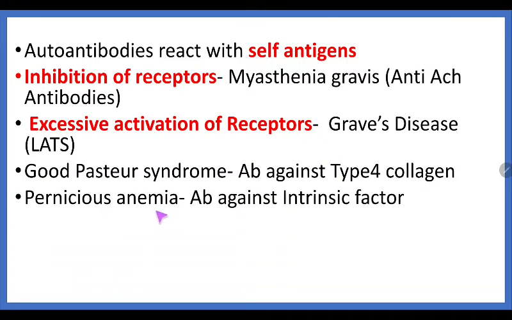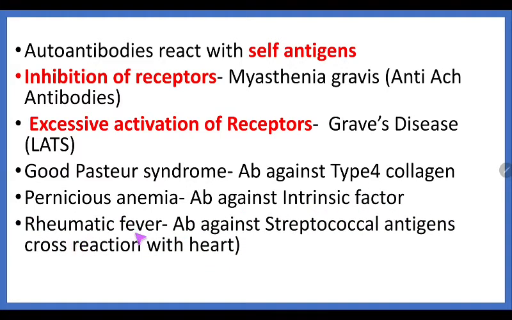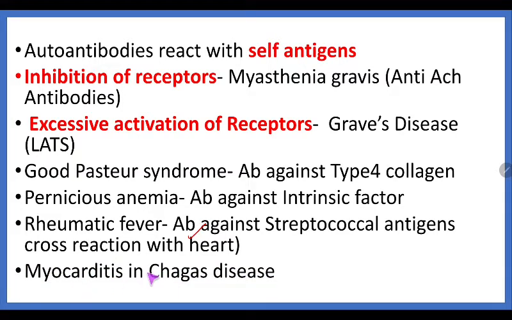Next is pernicious anemia. We know pernicious anemia is basically antibody against the intrinsic factor which is actually present in the stomach. And next is rheumatic fever. Streptococcal antigen will cross react with the heart muscles and that way causes rheumatic fever. At last is myocarditis in Chagas disease. These are all some of the examples for ADCD.